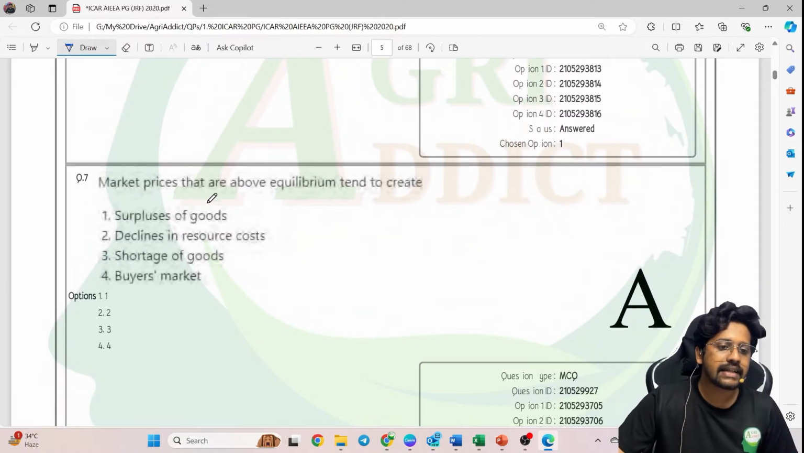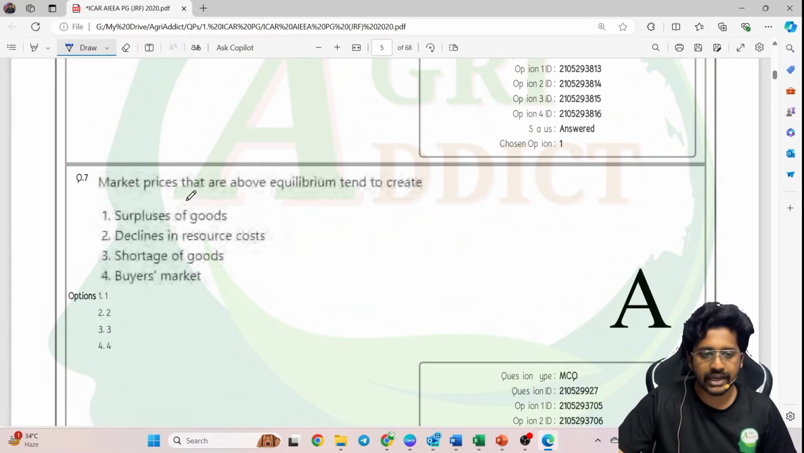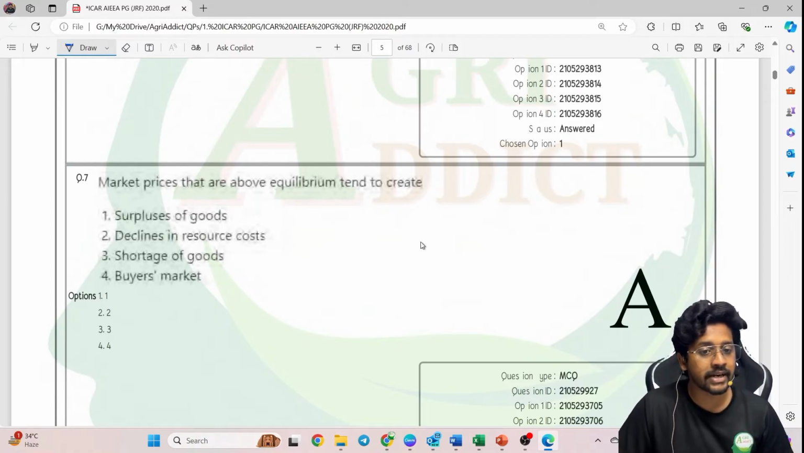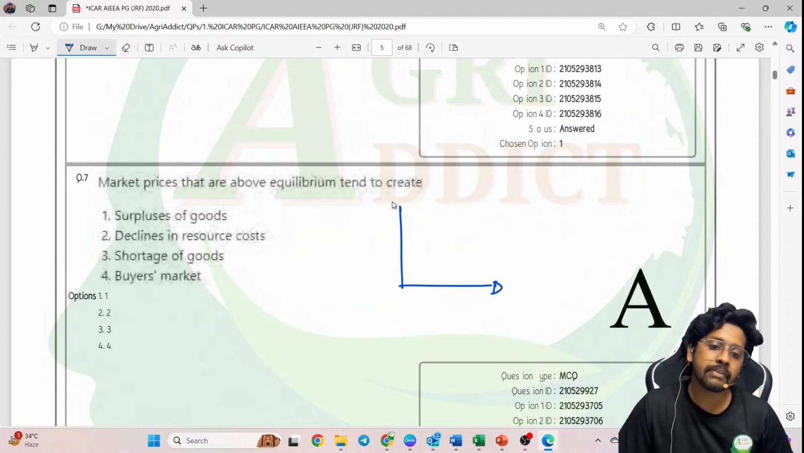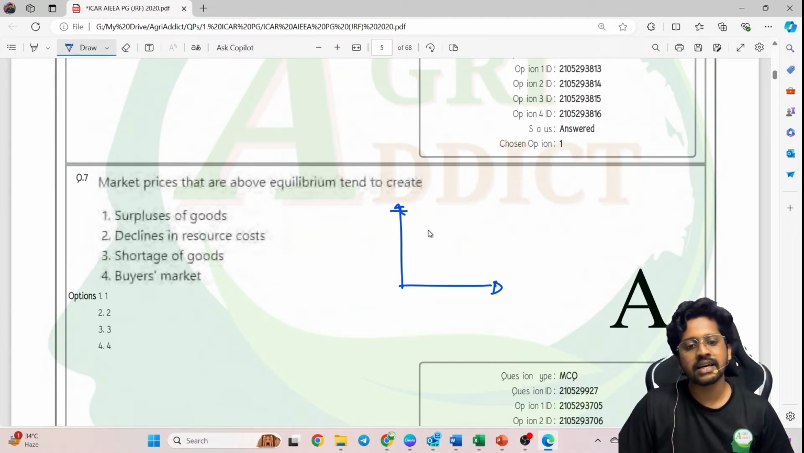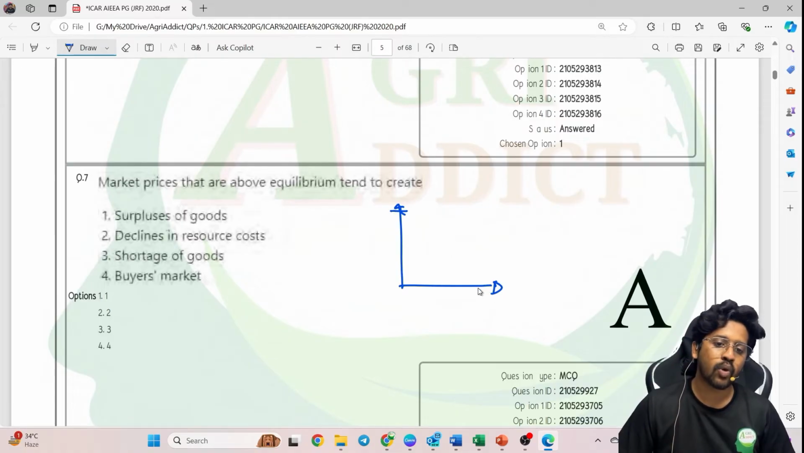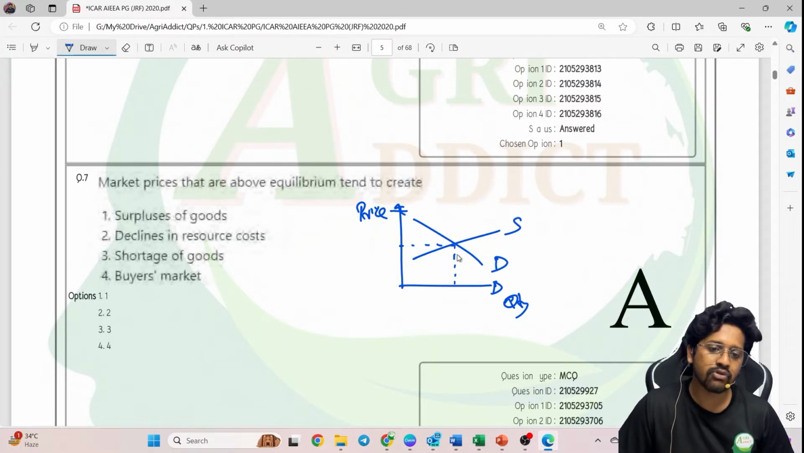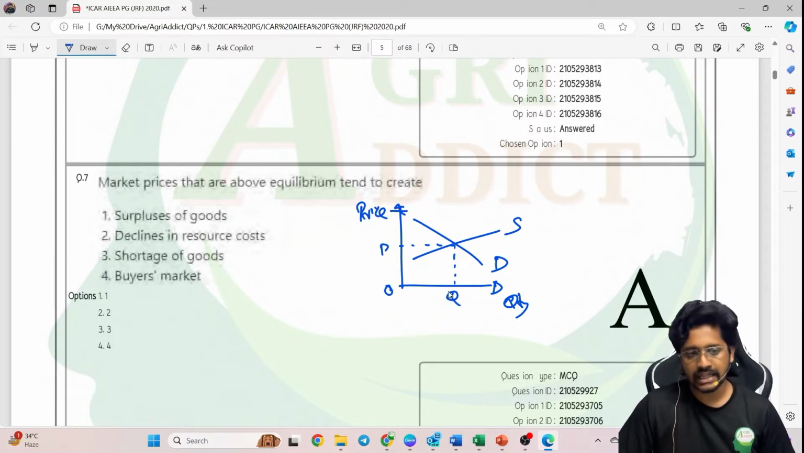So the market prices that are above the equilibrium tend to create what? How will the equilibrium price be determined? As we all know, the convergence of demand and supply determines the equilibrium price as well as the equilibrium quantity in the market, right? In the x-axis we take quantity, in the y-axis we take price, and let this be the demand curve and let this be the supply curve. The point of intersection of the demand curve and supply curve gives you the corresponding optimal price. So OP is the equilibrium price and OQ is the equilibrium quantity in the market situation.